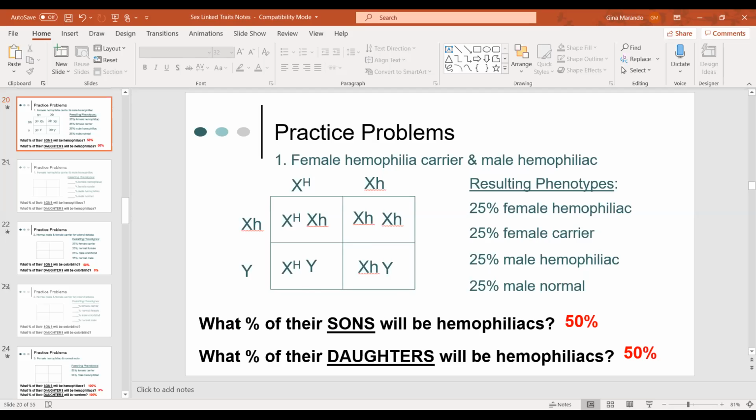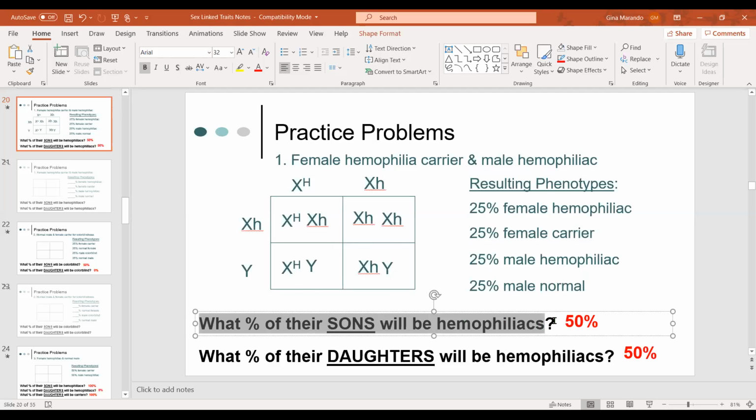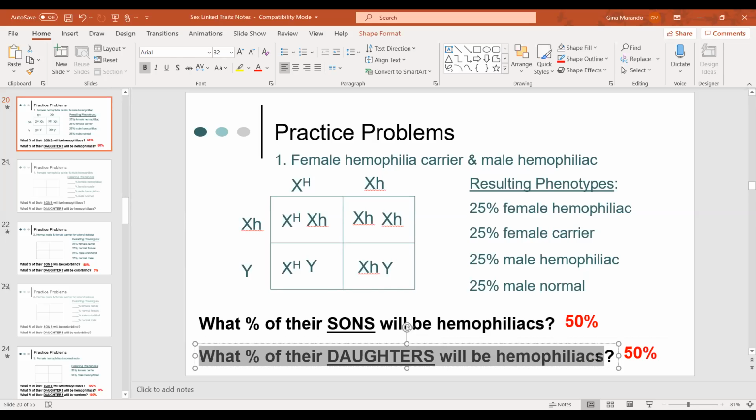But when you get asked a question specifically about sons or daughters, you have to look only at those combinations. So this question at the bottom, what percentage of their sons will be hemophiliacs? You only look at the bottom of your Punnett square where the 2 males are. It's 1 out of 2. That's 50%. And if you're asked what percentage of their daughters will be hemophiliacs, you only look at the top 2 boxes because they're the only ones that have 2 X's. They're the daughters. And the chance of them being hemophiliacs is 50%, just this 1 out of the 2. So just be cautious how the question is worded, and then I think you'll be okay.